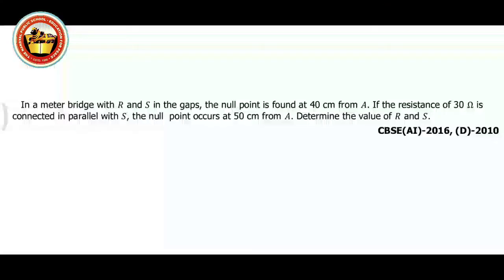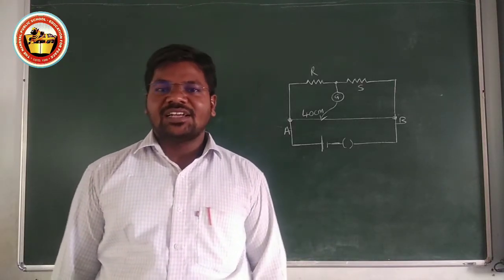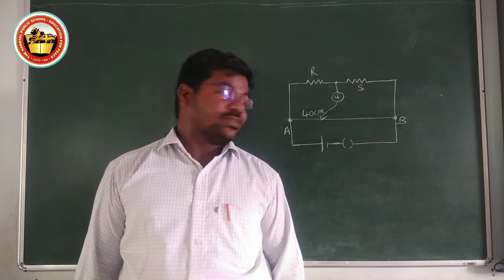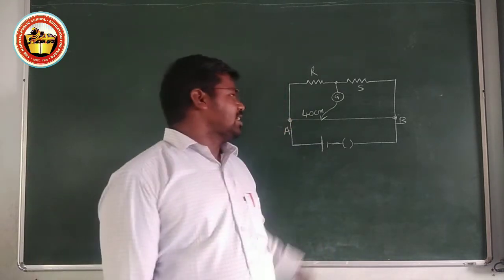Problem: In a meter bridge with R and S in the gaps, the null point is found at 40 centimeters from A. If a resistance of 30 ohms is connected in parallel with S, the null point occurs at 50 centimeters from A. Determine the values of R and S.